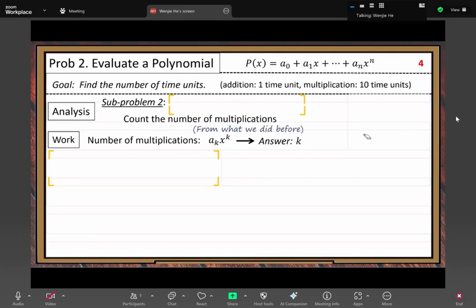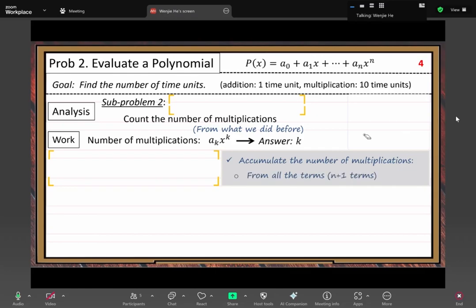So this time, we need to accumulate the number of multiplications for all the terms. We have n plus 1 terms. Let's do the counting. The first term does not contribute any multiplication, 0 multiplication, no contribution. So when we do the accumulation, we start from the second term.